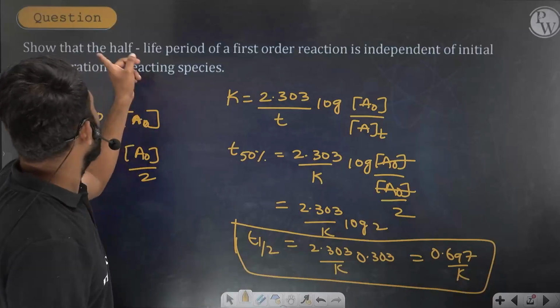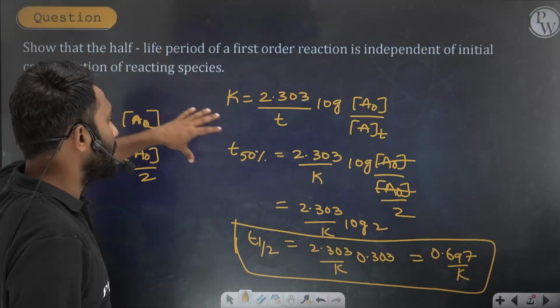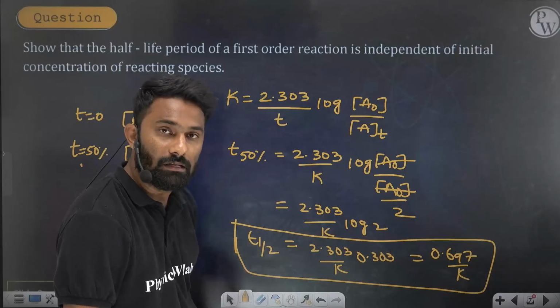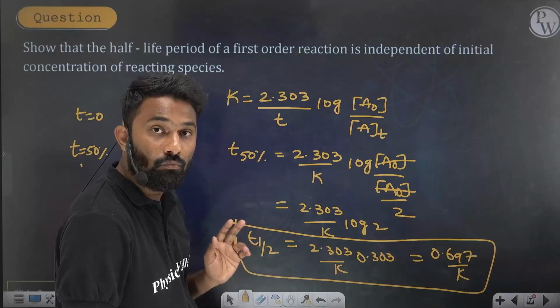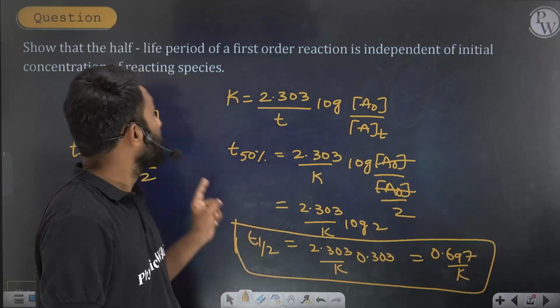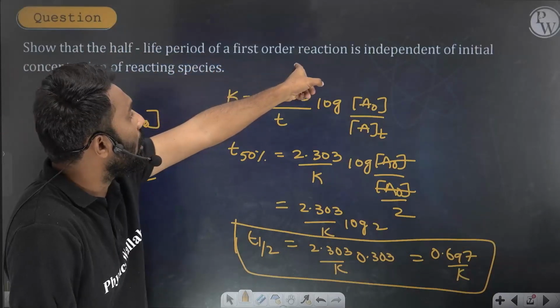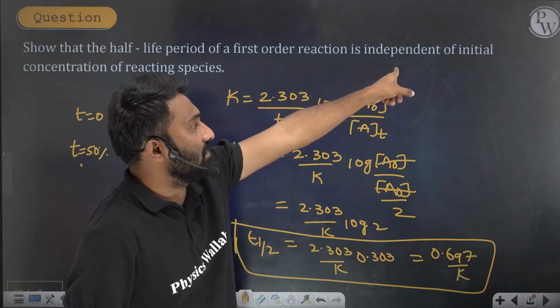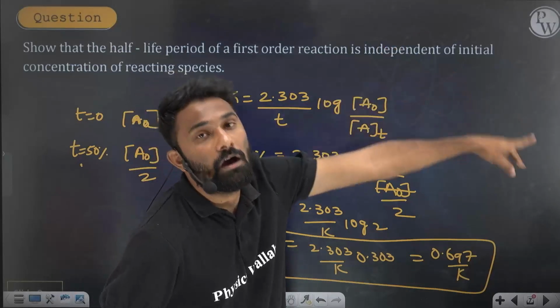Now, show that the half life period of the first order reaction is independent of the initial concentration. We have derived this one. Now, what I am asking, show that the half life period of dash order of the reaction is dependent on the initial concentration.